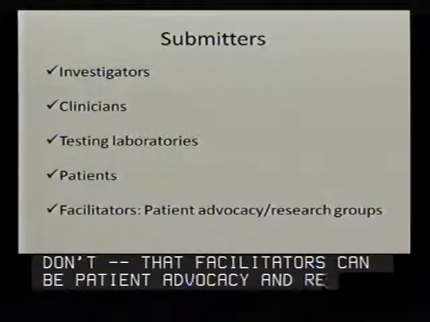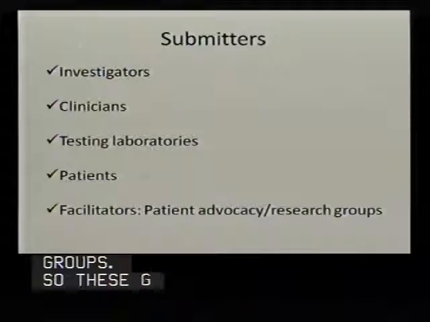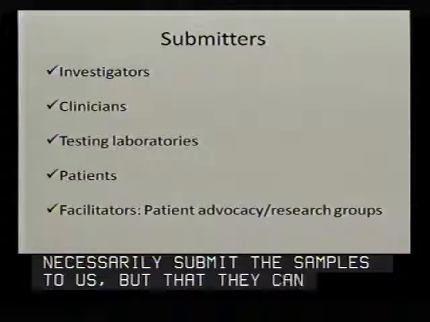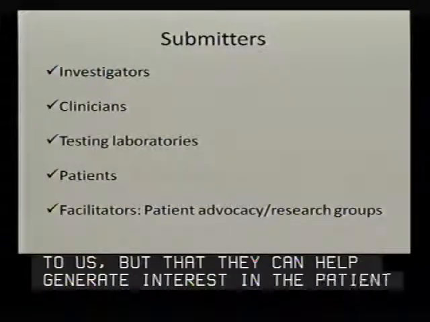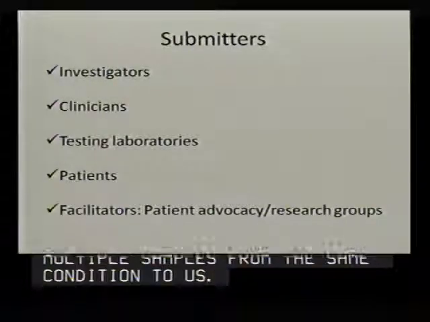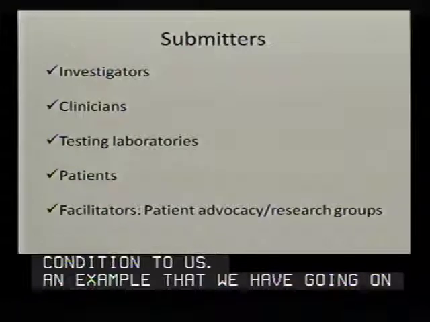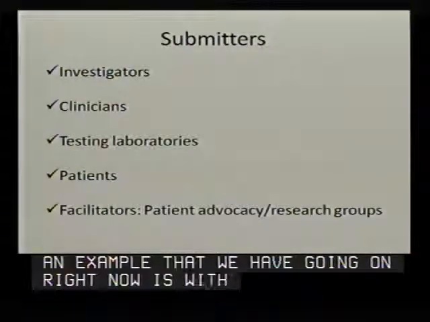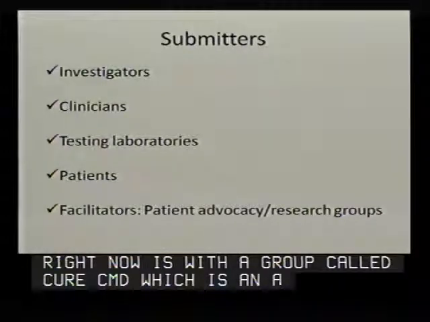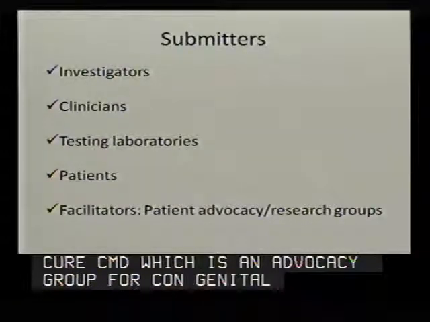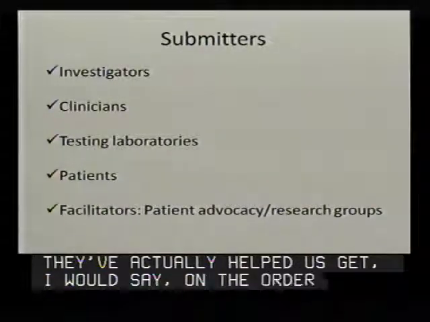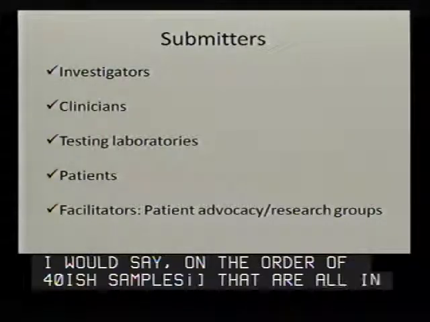So these groups wouldn't necessarily submit the samples to us, but they can help generate interest in the patient population in submitting multiple samples from the same condition to us. An example that we have going on right now is we have a relationship with a group called Cure CMD, which is an advocacy group for congenital muscular dystrophy. And they've actually helped us get, I would say, on the order of 40-ish samples that are all in the congenital muscular dystrophy umbrella.